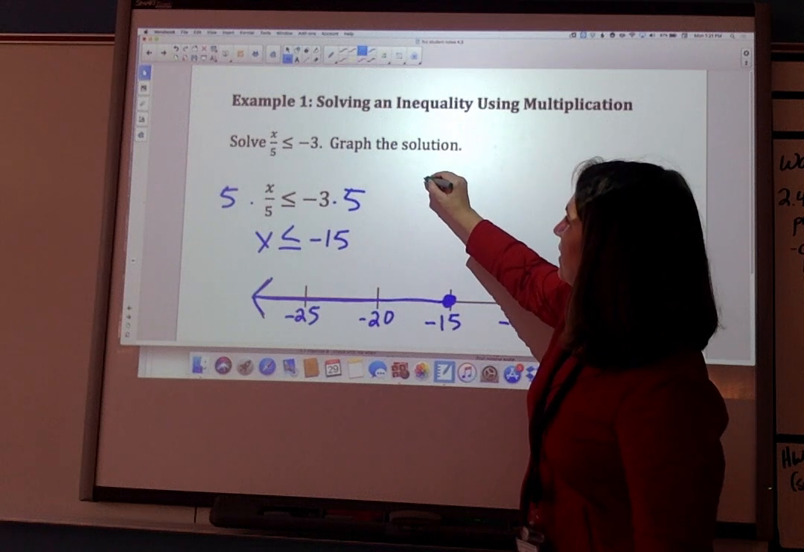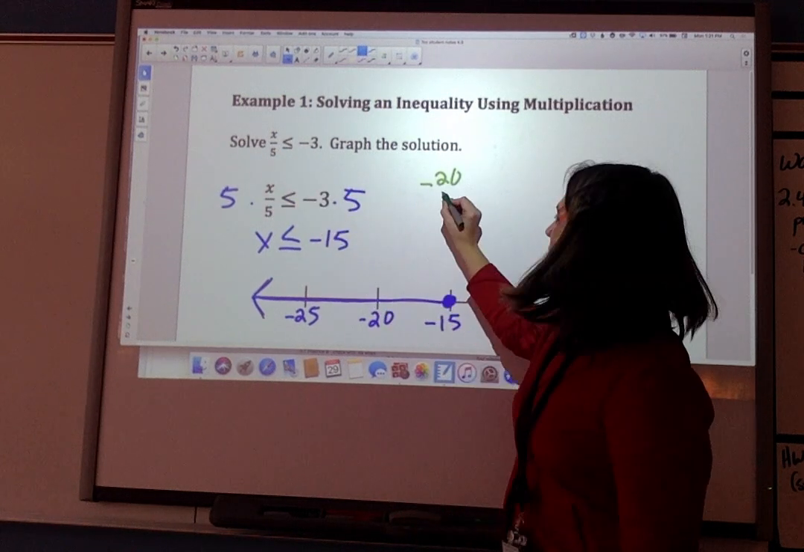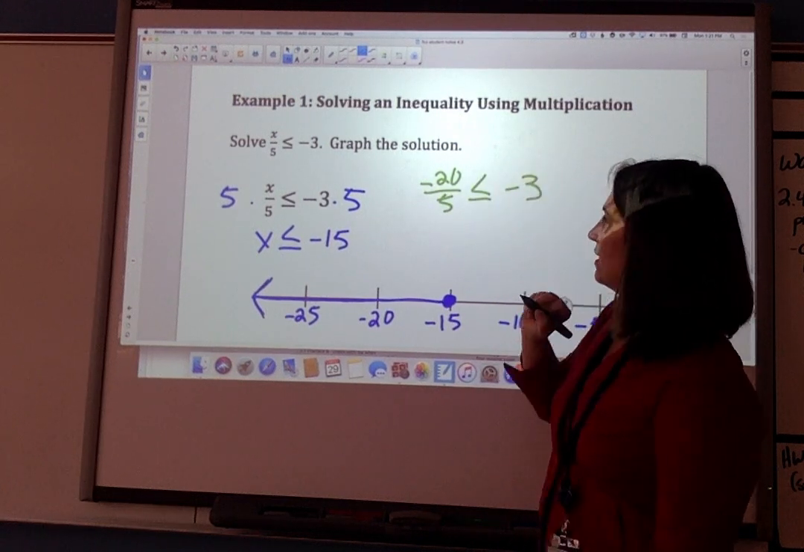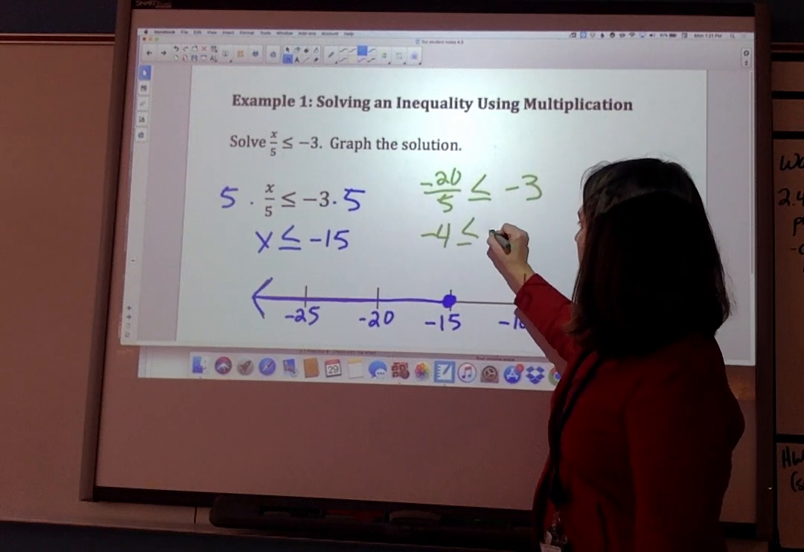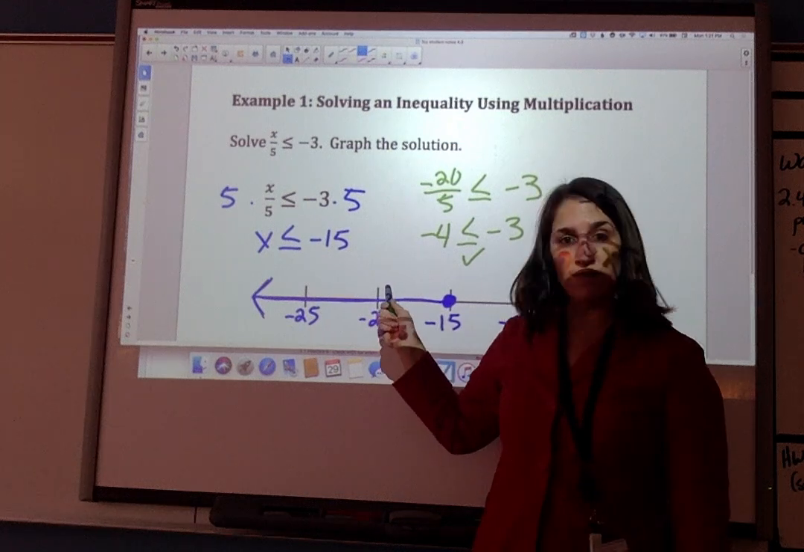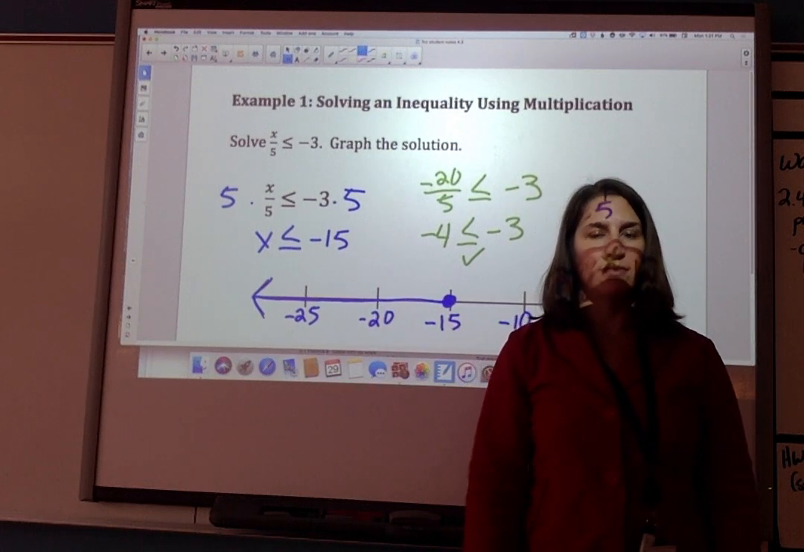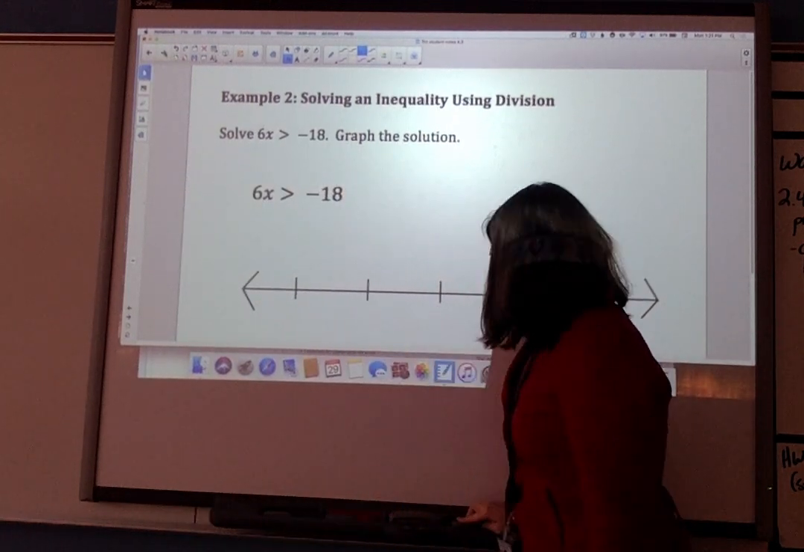Okay, so I'm going to use negative 20. Negative 20, I'm using my original inequality. Negative 20 over 5 is less than or equal to negative 3. This simplifies to negative 4. Negative 4 is less than or equal to negative 3, and that is a true statement. So that tells me that negative 20 is part of my solution set, and therefore I have shaded this the correct direction. Let's look at another example.